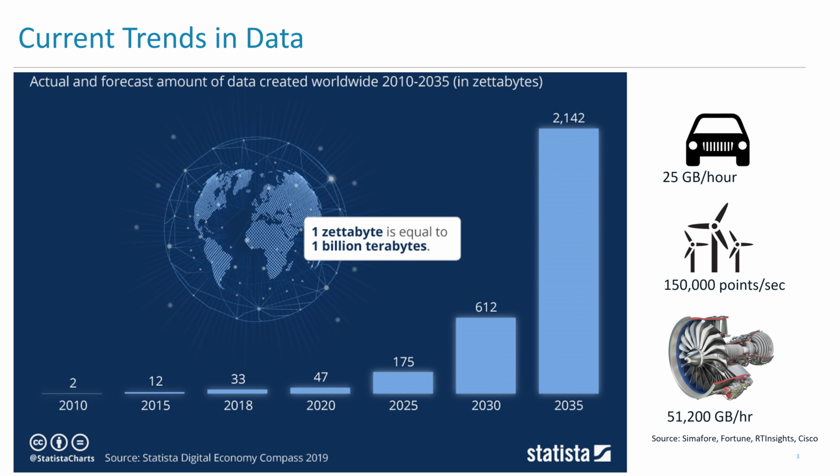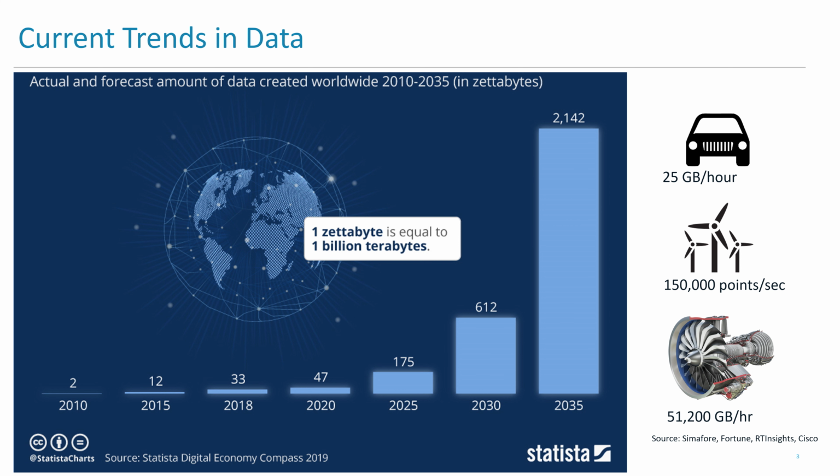First of all, a little bit about data. This is the number of zettabytes that are created worldwide, 2010 to 2035. You think about a self-driving car, 25 gigabytes per hour, a wind farm, 150,000 points per second, or a jet engine, 51,000 gigabytes per hour. So you have all of these pieces of equipment that are generating data, and you can see that the amount that's transmitted and stored is going to be increasing exponentially.